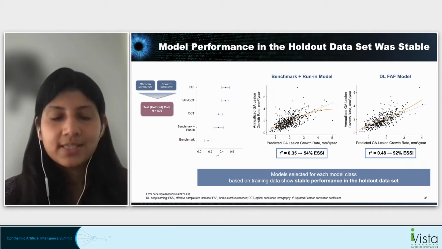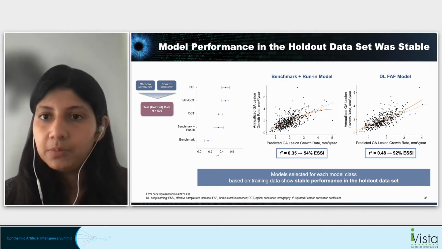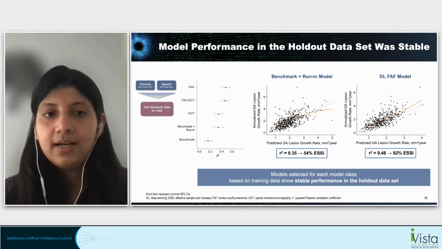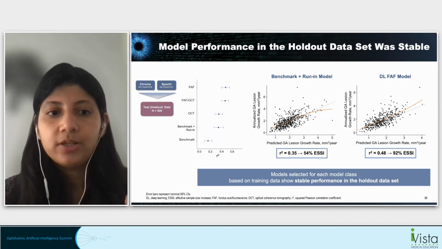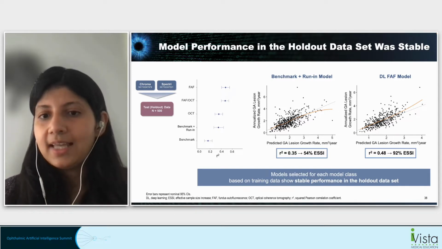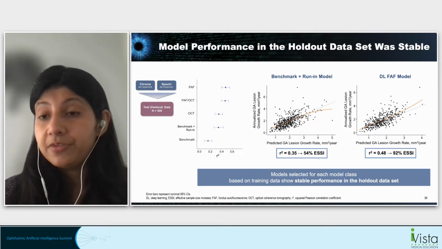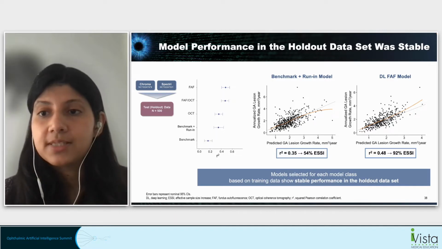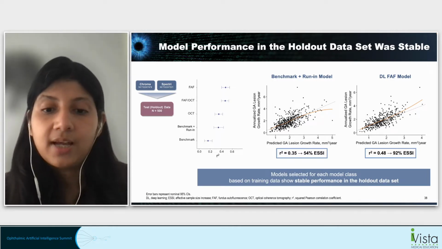On the holdout set, we did see very good performance of all the different models, and it was comparable to what we saw in the training set. As you can see on the forest plot on the left, the FAF model clearly outperformed all the different models that we had developed. On the right, you also see scatter plots for the benchmark plus run-in model and the FAF model. The benchmark plus run-in model had an R squared of 0.35, which implies a 54% effective sample size increase. For the deep learning model, it was 0.48, so the sample size increase was even higher there.